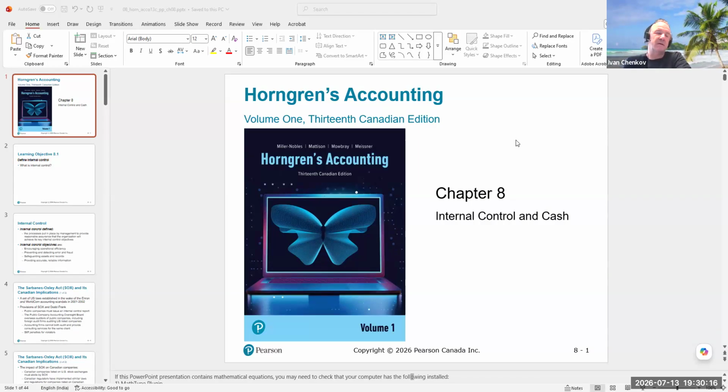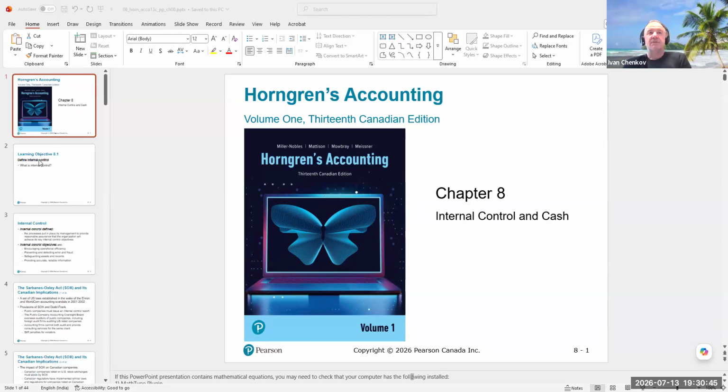Chapter 8, and the course again is the principles of accounting, first part, not second part, but we are close to the second part. Chapter 8 is internal control and cash. This is the last chapter before the last chapter of the first part of the course. The last chapter after this one will be accounts receivable, and that's where this course is going to end.